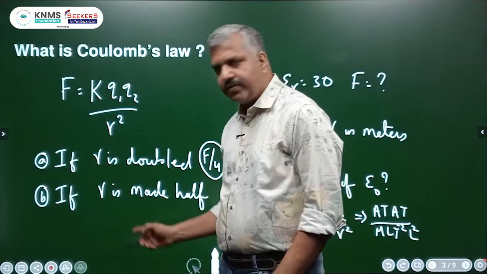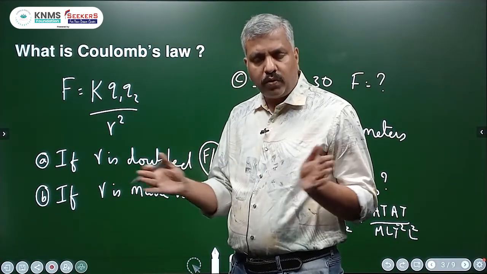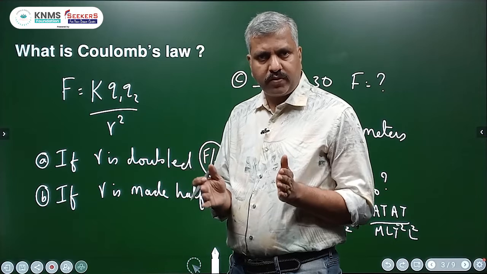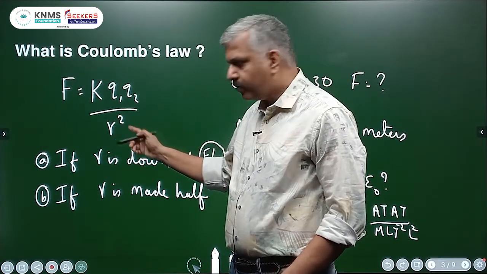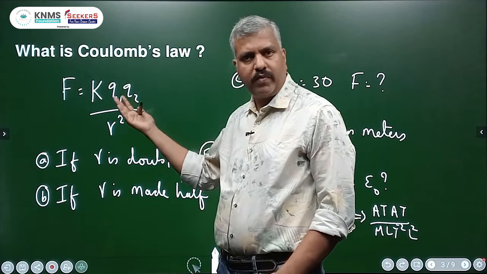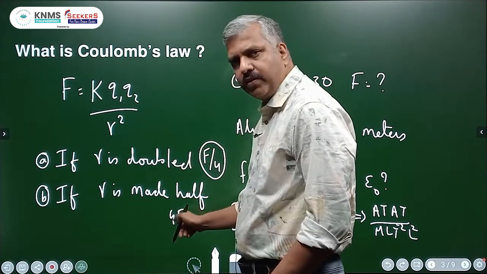Similarly, if R is made half, that means you are bringing the charges closer together. Then R will become R by 2 the whole squared. R by 2 whole squared means the value will go up and it will become 4 times F. I hope you are able to get this.